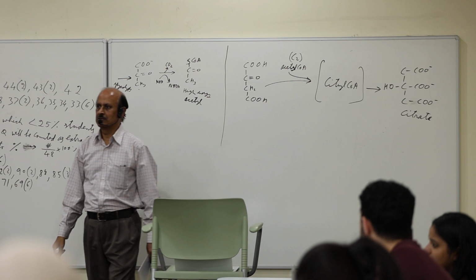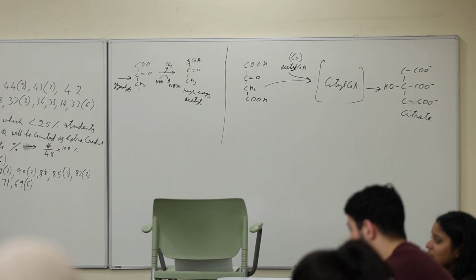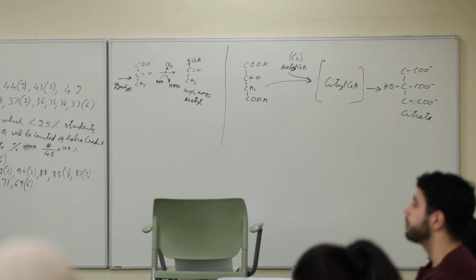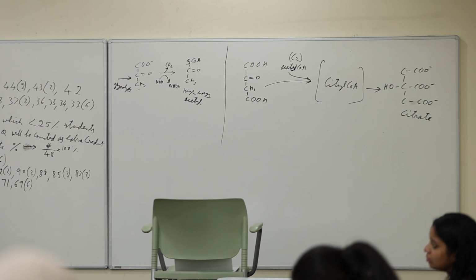So formation of citrate is the first committed step? Yes, right. And those arrows mean 2 reactants. 2 reactants are combining to give you citrate, and just to understand, oxaloacetate is a C4 compound, acetyl group is a C2 compound, so citric acid is C6. So we are combining 4 plus 2 gives you 6.